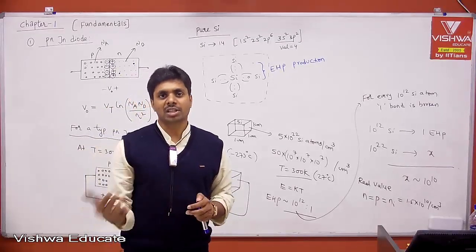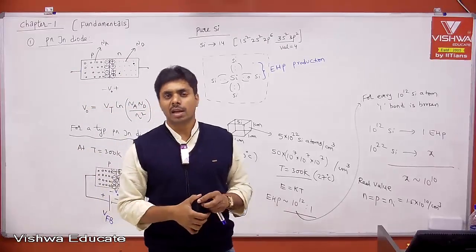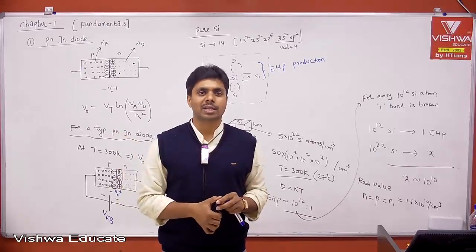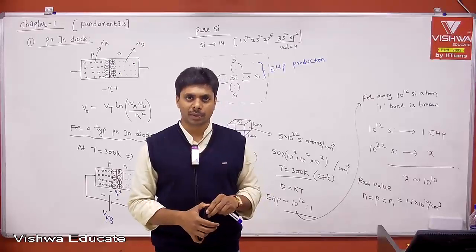Let us continue in the next session. Then I'll explain the meaning of typical doping, and with that I'll give you the current to voltage relationship of a PN junction diode. Then let's plot the VI characteristics of the PN junction diode. Then let's see the approximations. Okay. Thank you.